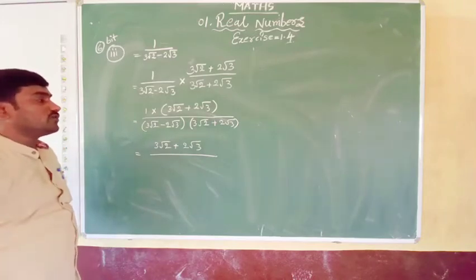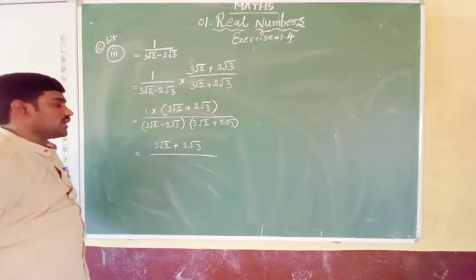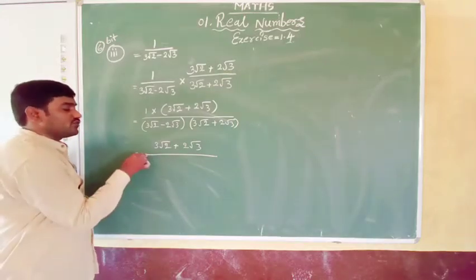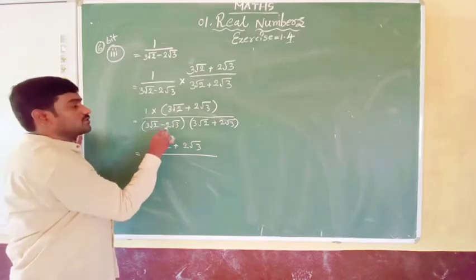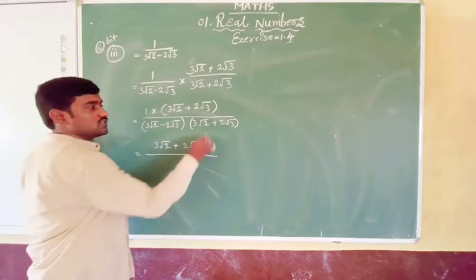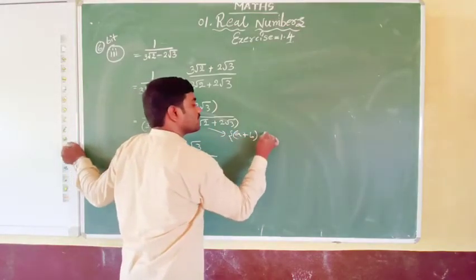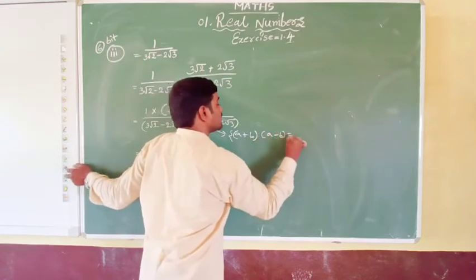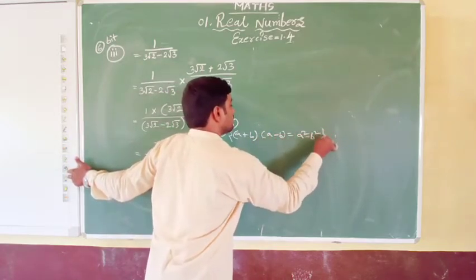If you observe the denominator, you get one thing. Actually, you can directly multiply this. If you are confused about using the formula, there is a formula here also: a plus b into a minus b. The a square minus b square formula you can use. See, it is in the form of a plus b into a minus b, which gives a square minus b square.